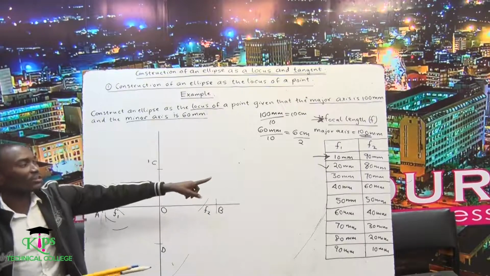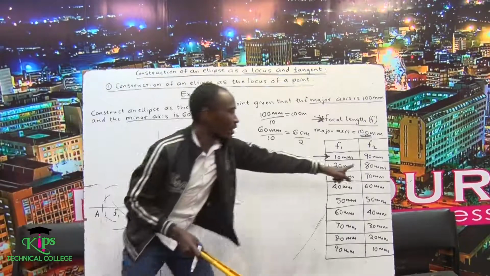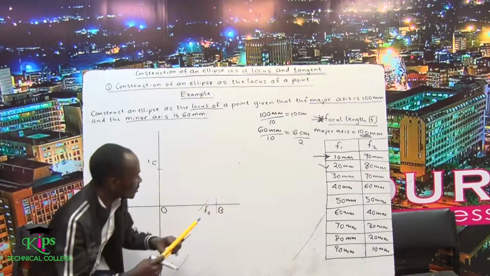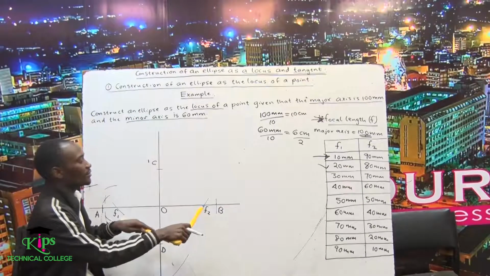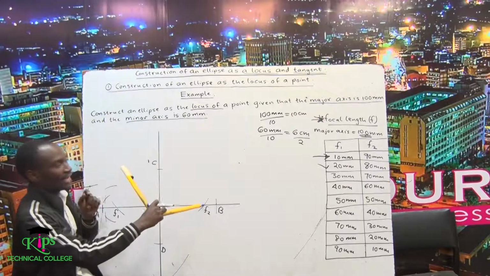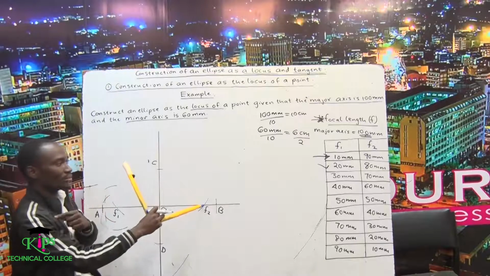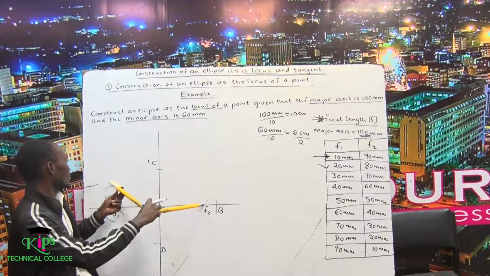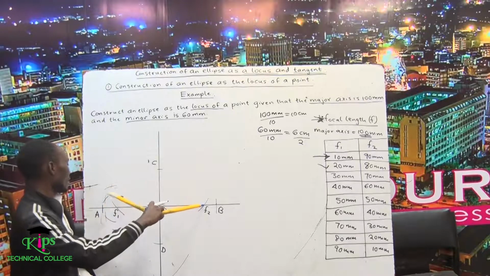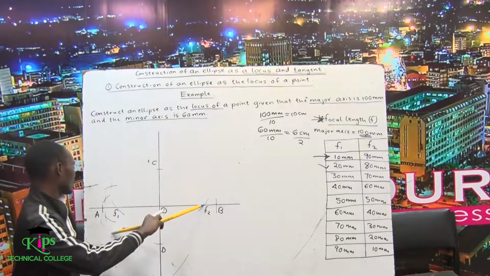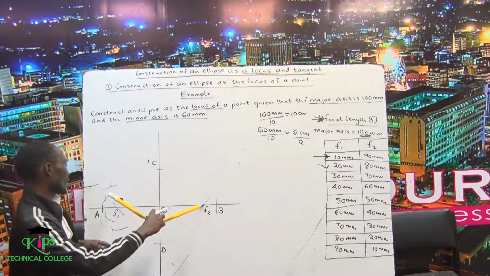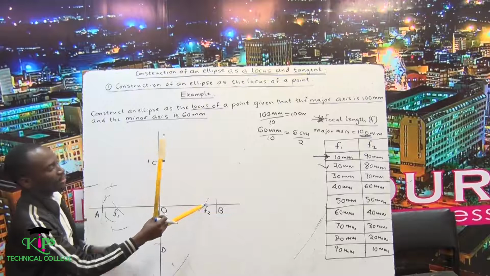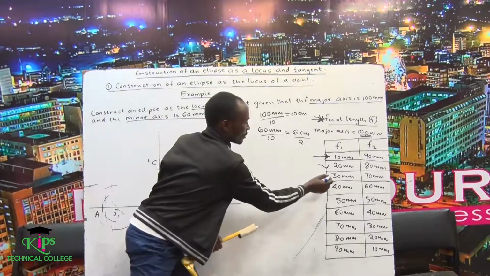Now let's go to F2, 80 millimeters. So stepping at F2, you should measure 80 millimeters from the ruler, which is equivalent to 8 centimeters. Put a mark, put another mark like that. Let's go to this one.